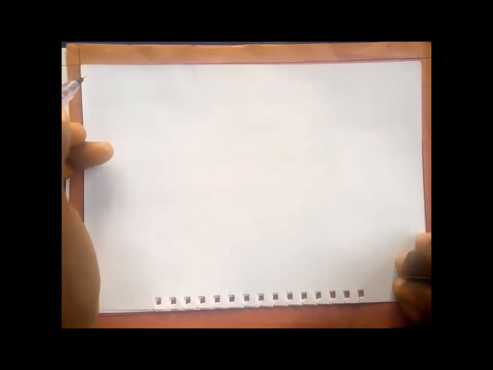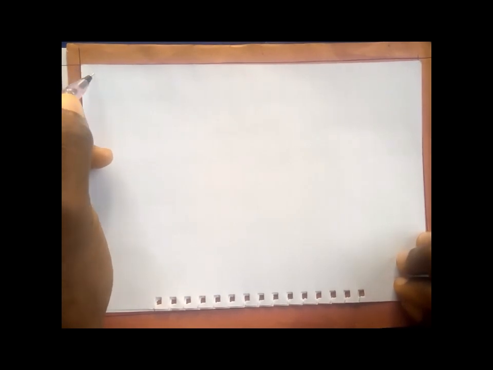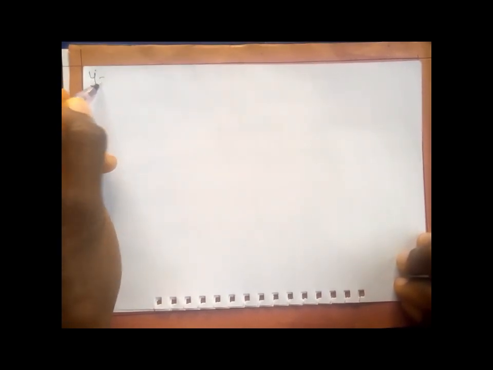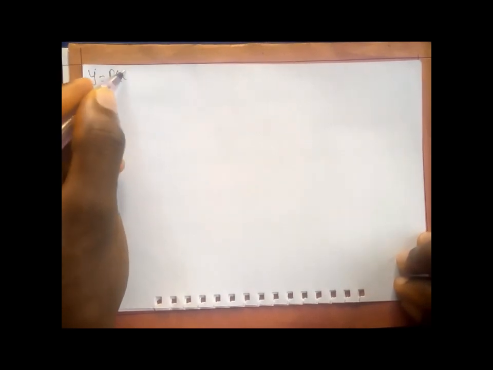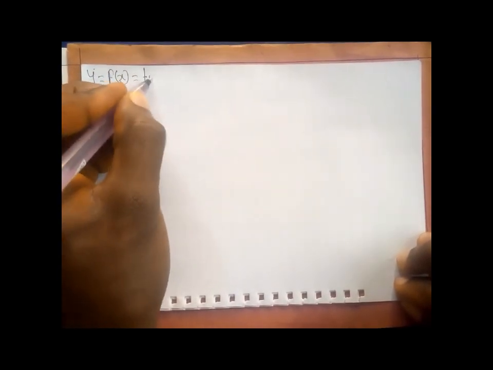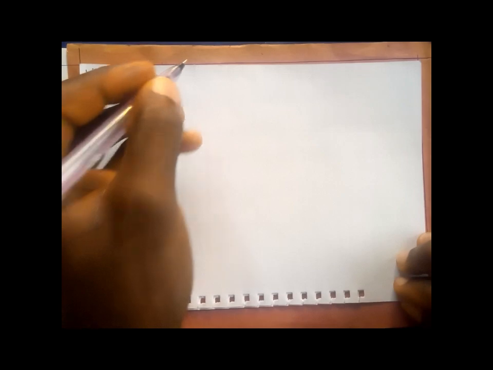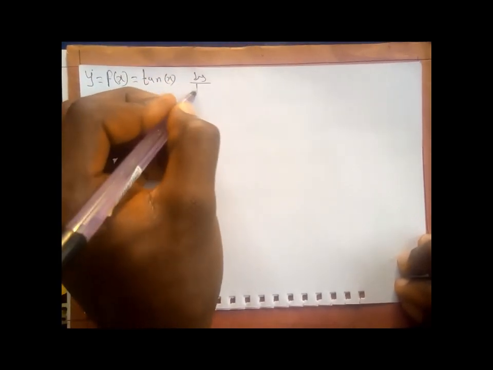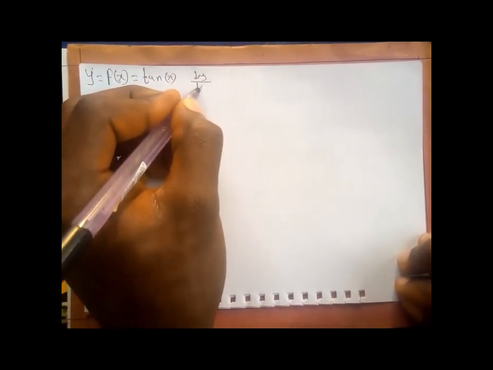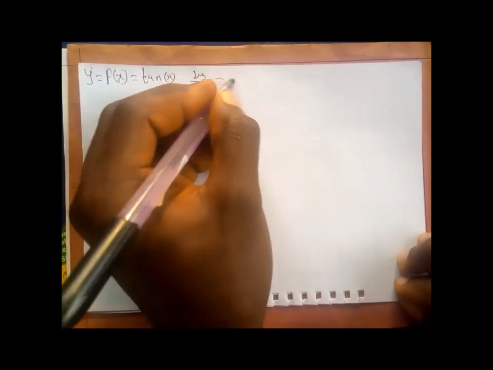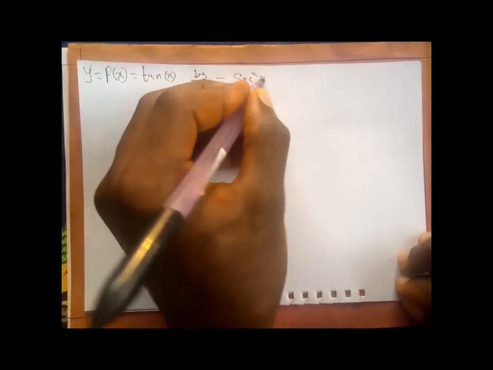In this video tutorial, we are going to consider proving the derivative of tan x. So let's state the derivative of tan x first. It says that if y is equal to f of x and f of x is equal to tan x, then dy/dx, which is the derivative of y with respect to x, is equal to secant squared x.